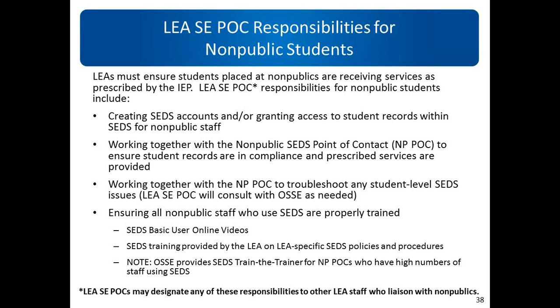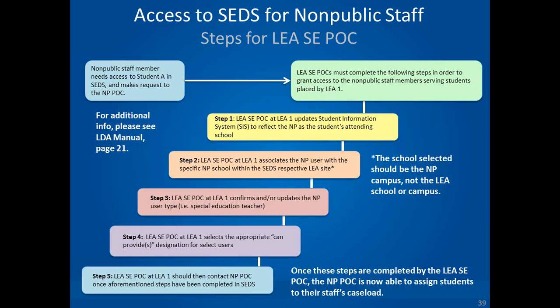And once you have double-checked all of these steps, you should reach out to the non-public point of contact. Again, I mentioned that you should know who this person is, and you should be in regular contact with them. Reach out to them and double-check with them and say, hey, can your staff member now see Johnny in SEDS? Okay, great. Or if not, you need to troubleshoot with them and get to the bottom of it.